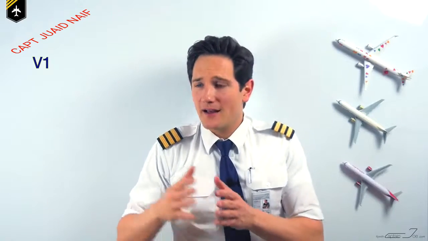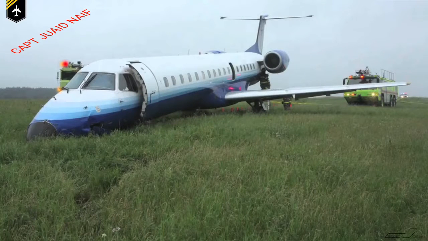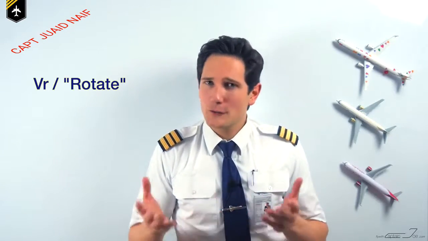So in case you experience any serious malfunction after V1, you would have to commit yourself to continue the takeoff, otherwise a takeoff abort will lead to a runway overrun and could severely damage your plane. Next speed to call out is VR, or better known as rotate.